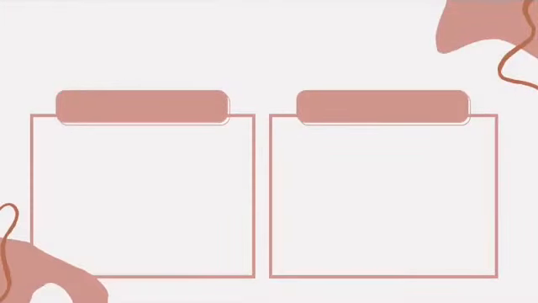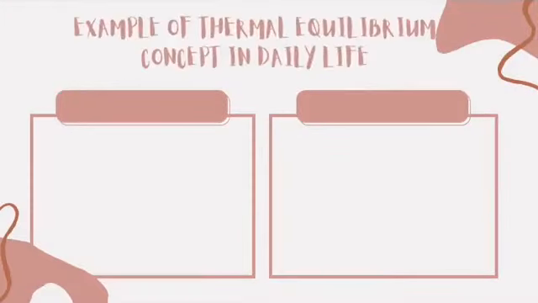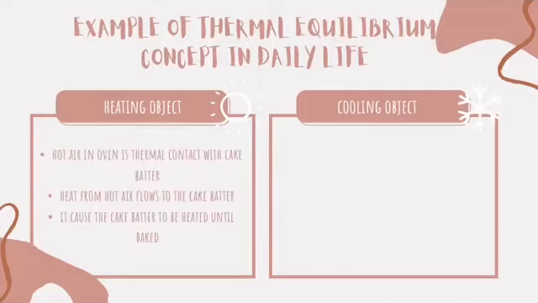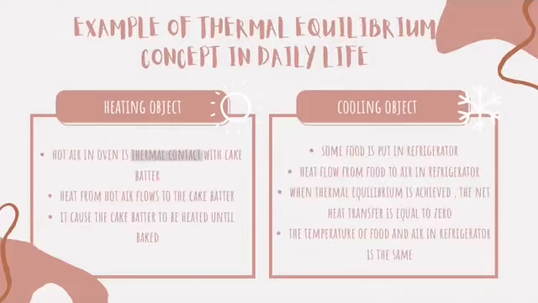So, the example of the thermal equilibrium concept in daily life, such as a heating object and a cooling object. This is the example for a heating object: hot air in an oven is in thermal contact with cake batter, and heat from the hot air flows to the cake batter. And it causes the cake batter to be heated until baked.